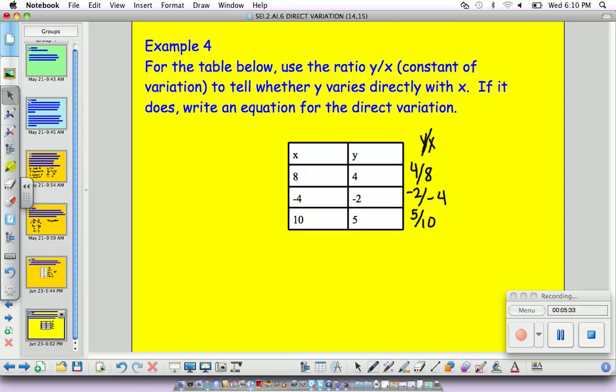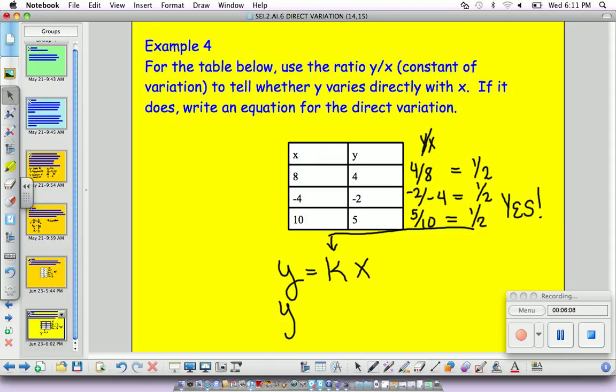Now I need to go back and simplify each ratio. 4 over 8 simplifies to 1/2. Negative 2 over negative 4 simplifies to 1/2. And 5 over 10 simplifies to 1/2. So is this a direct variation? Yes. Its equation should be written in the form y equals kx. And if you have k, then you can write your equation. And what we've done each time here is we found the value of k. It's 1/2. So my equation is y equals 1/2 x.